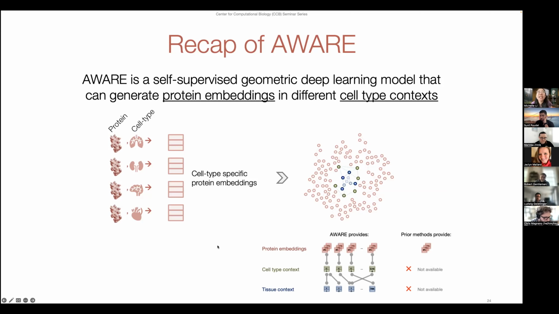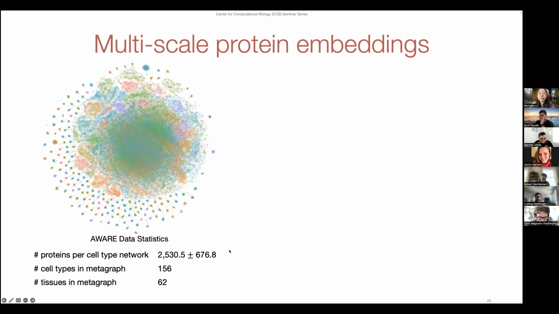Okay, that was a whirlwind of an explanation, but to recap, AWARE is a self-supervised geometric deep learning model that can generate many representations for each protein based on their different cell type contexts. And we have nearly 400,000 protein embeddings for a total of 156 cell type contexts. So let's take a look at how good these representations are. Here's a visualization of the protein representation space. Again, there are 156 cell types in the metagraph, and on average, 2,500 proteins per cell type. So we're visualizing 400,000 points here.